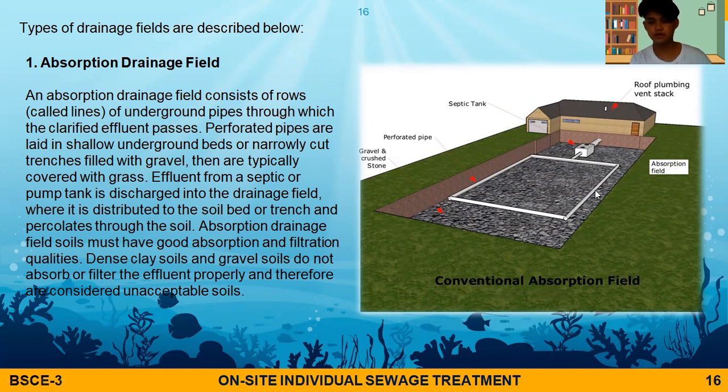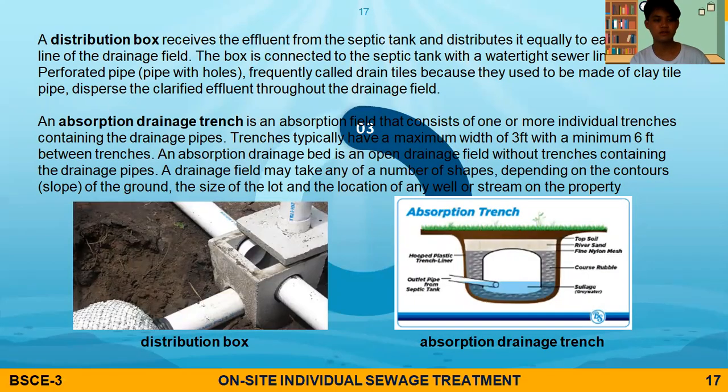So this is an example of a conventional absorption field. And what is this? A distribution box. A distribution box receives effluent from the septic tank and distributes it to each individual line of the drainage field. The box is connected to the septic tank with a watertight sewer line. Perforated pipes, frequently called drain tiles because they used to be made of clay tile pipe, disperse the clarified effluent throughout the drainage field. This is an example of a distribution box.